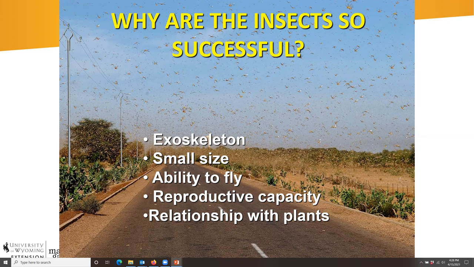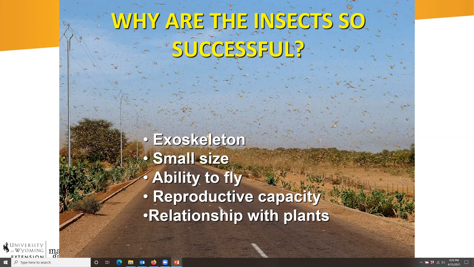Small size: insects don't require a lot of food in order to complete their development. Being small, they're relatively good at conserving resources and turning that into either biomass or more eggs and more offspring. Speaking of offspring, most insects have a very high reproductive capacity, so the more likely they have offspring that survives. And then, of course, very important for master gardeners is insects' relationship with plants.